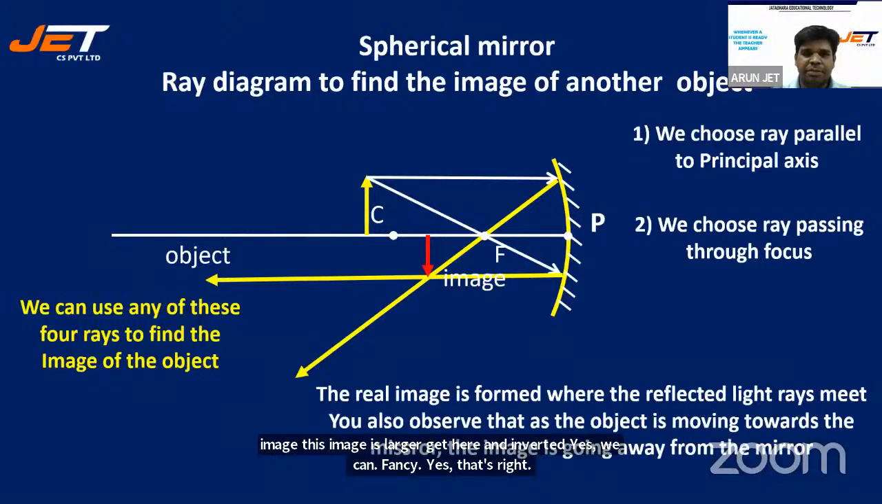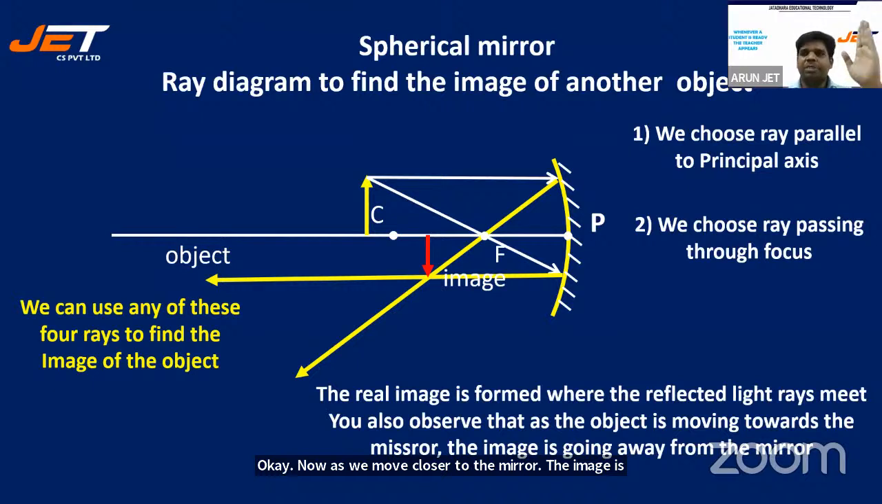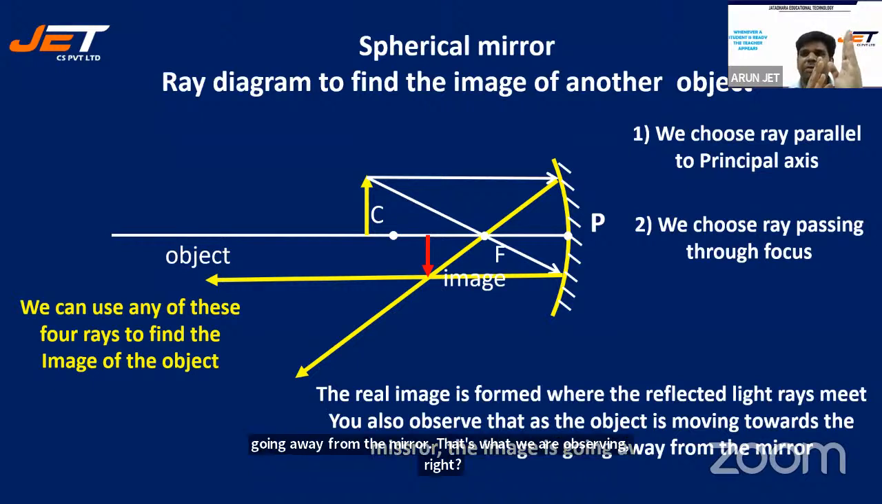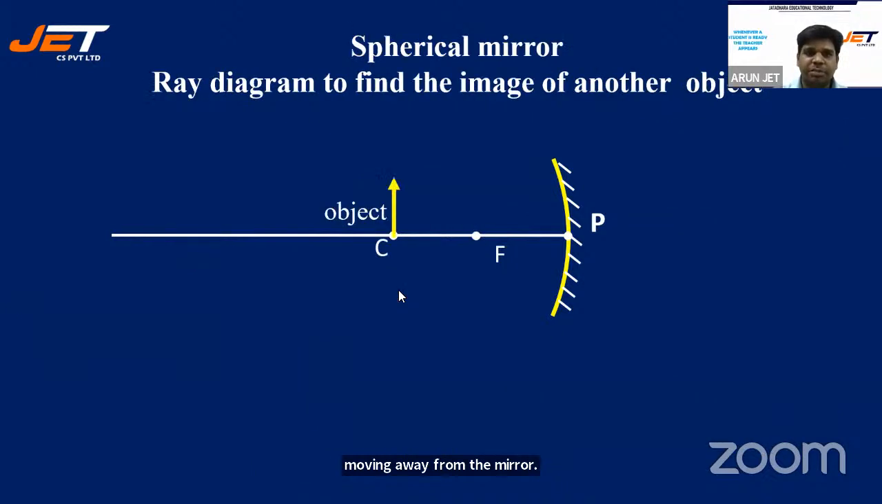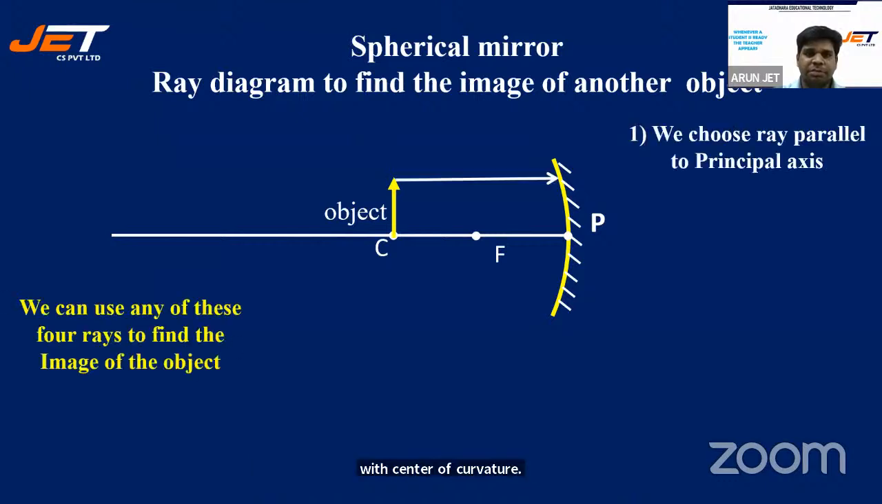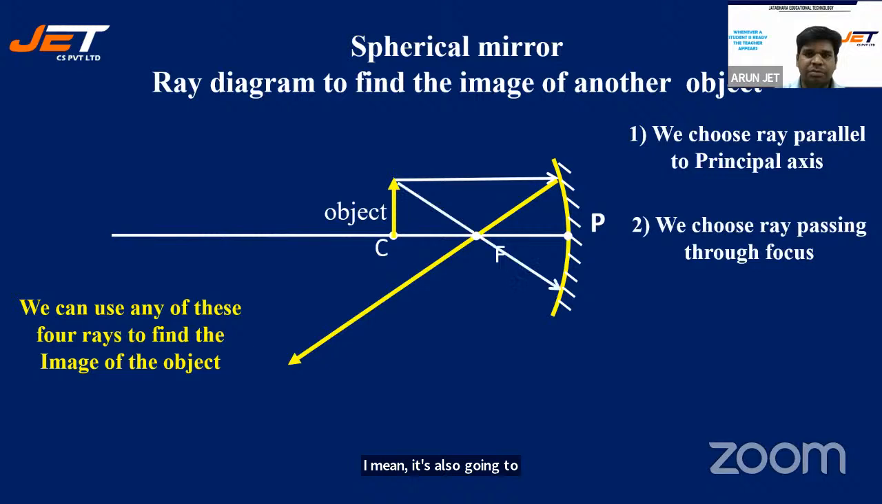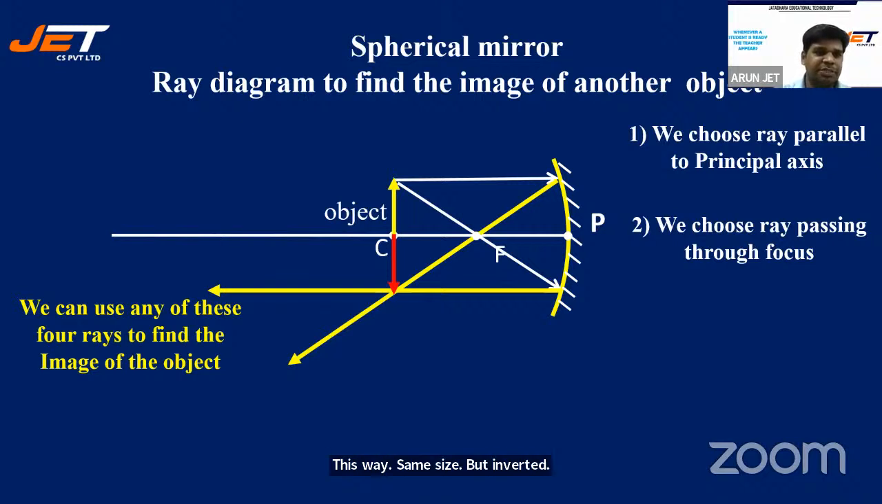All right. Now, as we move the object closer to the mirror, the image is going away from the mirror. That's what we are observing, right? As the object moves closer to the mirror, the image moves away from the mirror. When the object coincides with the center of curvature, the image also coincides with the center of curvature. Same size, but inverted. Good, on the center of curvature. Good, Gayatri. Same size. Good, Shiv Ramakrishna.